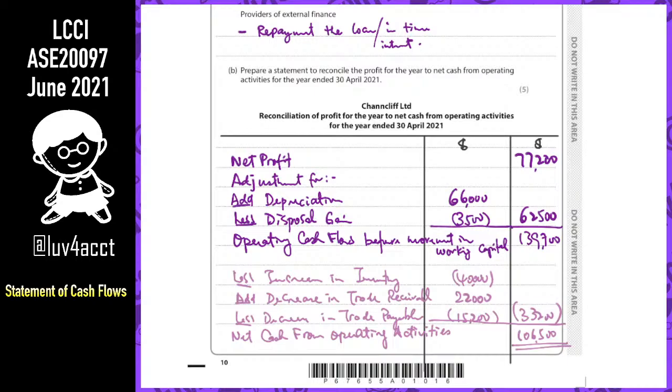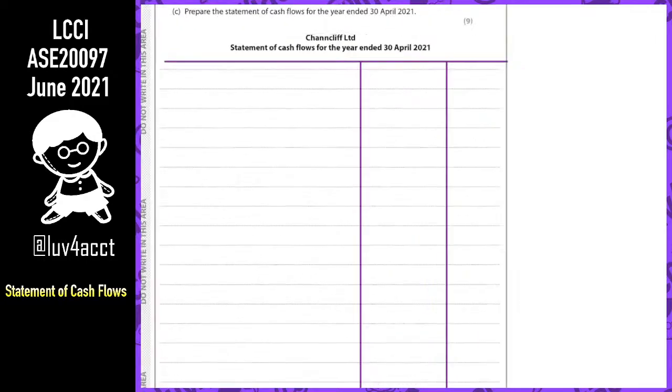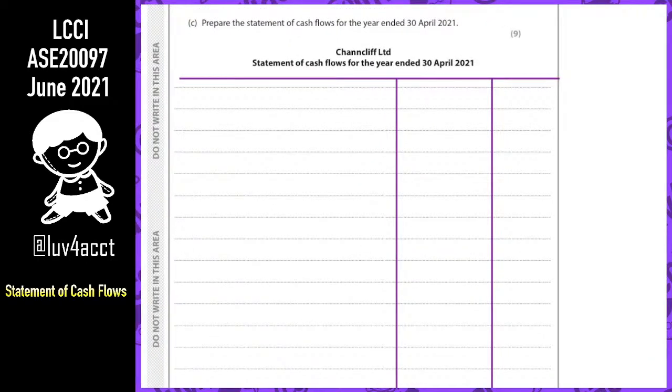Okay, next we have another part of the statement of cash flows. Okay, we'll start with the balance. Okay, 106,500. Okay.